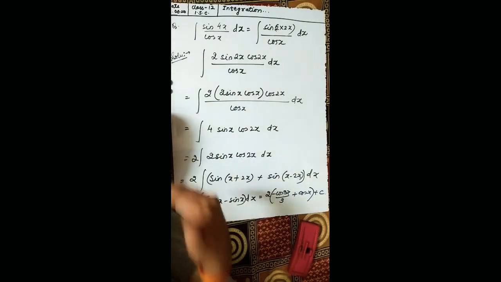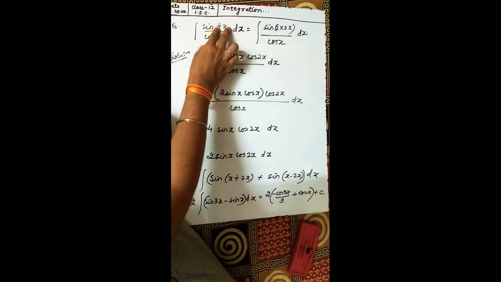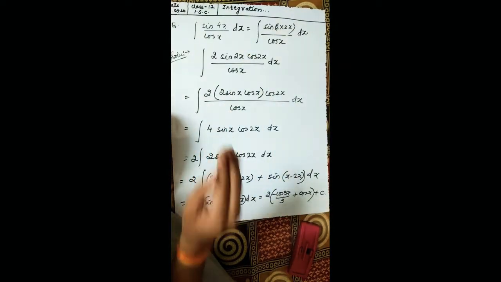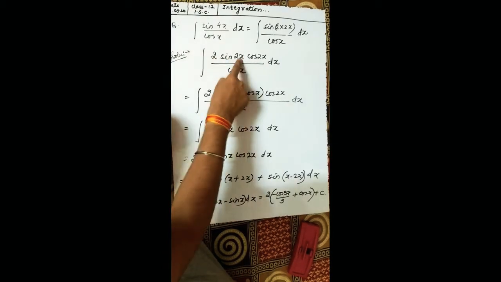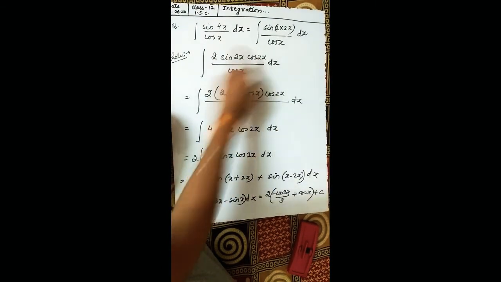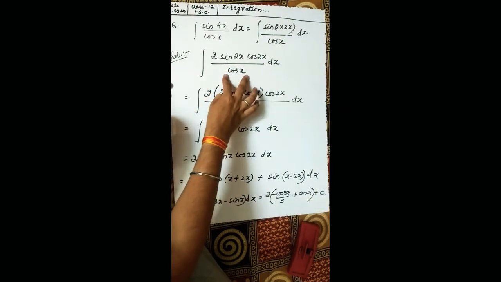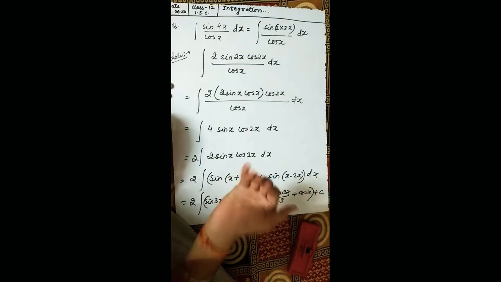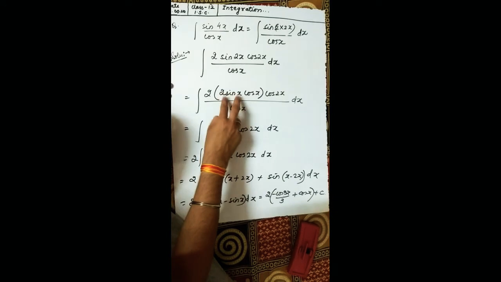So we use some different logic. In place of 4x, we can write 2 into 2x, and we know sin 2 theta is 2 sin theta cos theta. So 2 sin 2x cos 2x upon cos x. Now I need to remove this cos x. I need to eliminate this cos x. So how are we going to eliminate it? See, again sin 2x can be written as 2 sin x cos x.